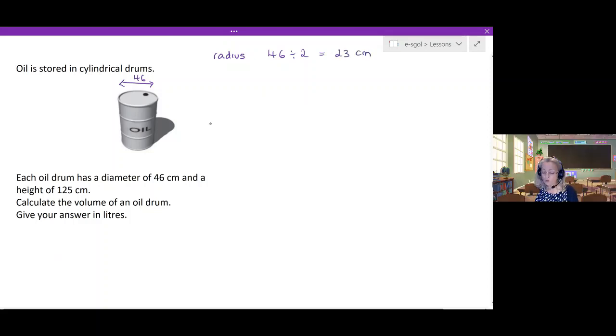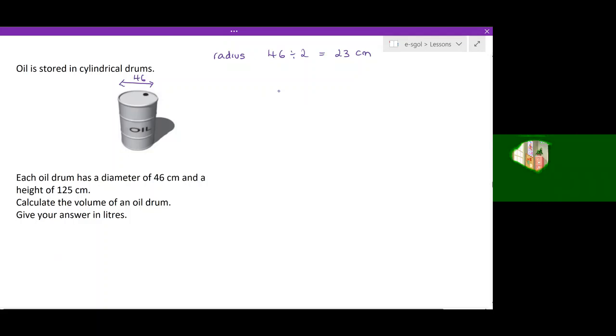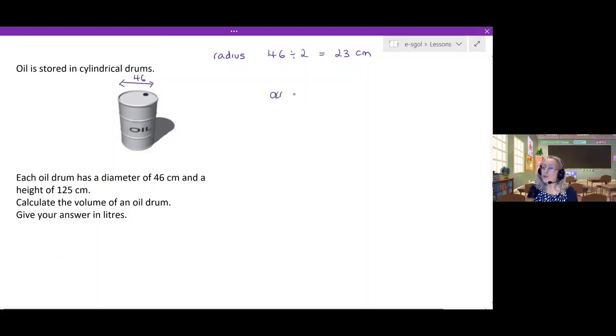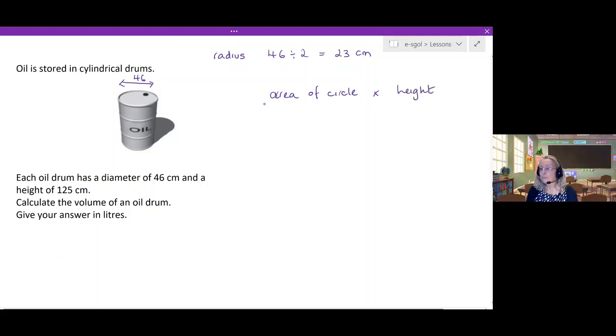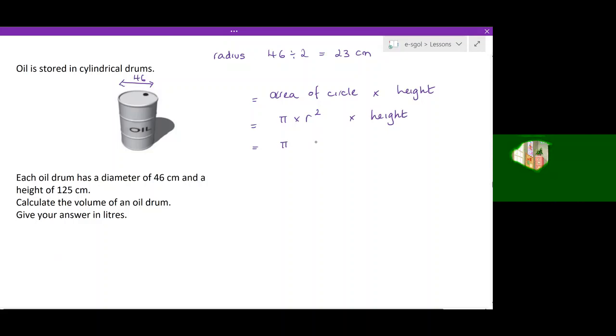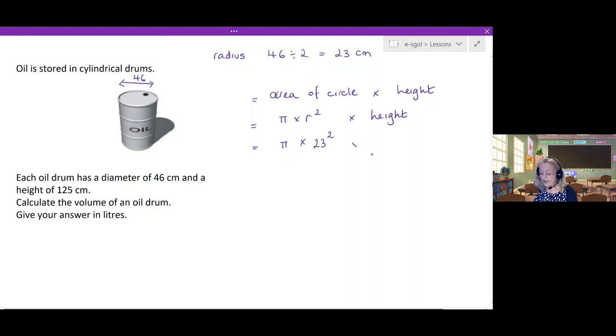Now, in order to find the volume of this, it is going to be the area of the circle. And I'm going to multiply that then by the height or the length of the cylinder. So the area of the circle is pi multiplied by the radius squared. And then I've got to multiply that by the height. And let's put in all the information that I've been given. So we worked out that the radius was 23. So it's pi multiplied by 23 squared. And then I have to multiply that by the height, which it tells me here is 125.